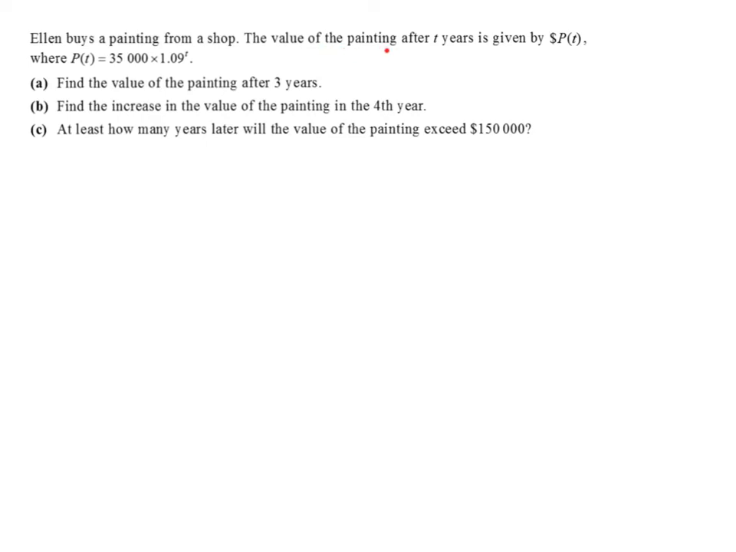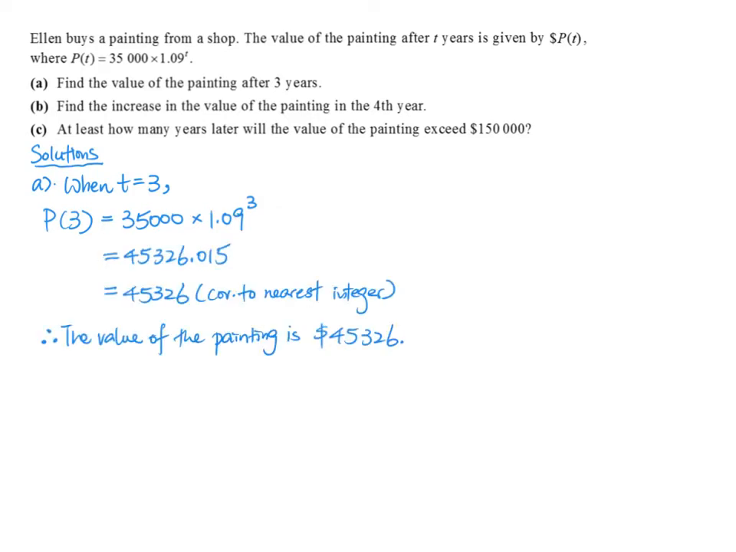The value of a painting after t years is given by P. All right, so part A, very easy. To find the value of the painting after 3 years, we just substitute t equals 3. So we write out the function here and put t equals 3 right here. And so after correcting it to the nearest integer, the answer will be $45,326, and that'd be the answer.